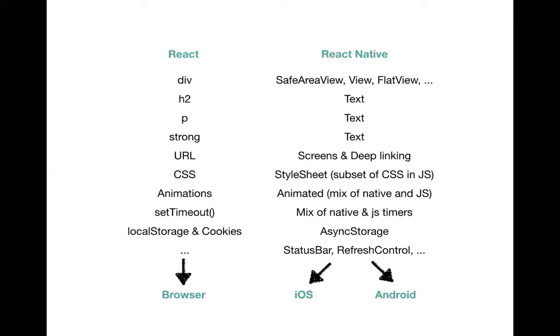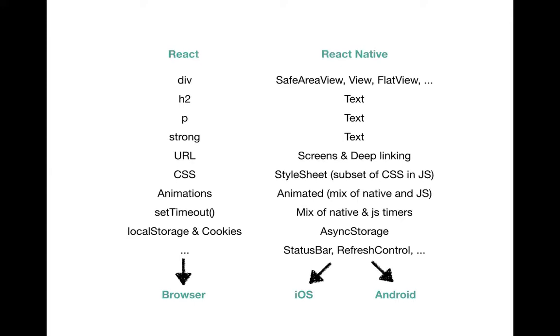In the case of React Native, we have the style sheet component. This is a subset of CSS. It's written in JavaScript, and you will have to write it in JavaScript. There are some API methods allowed to provide CSS-like behavior, but in general, it's a different technology.